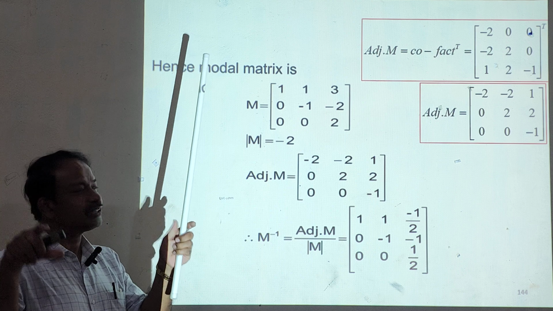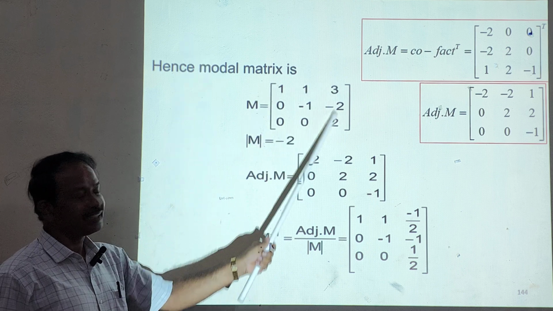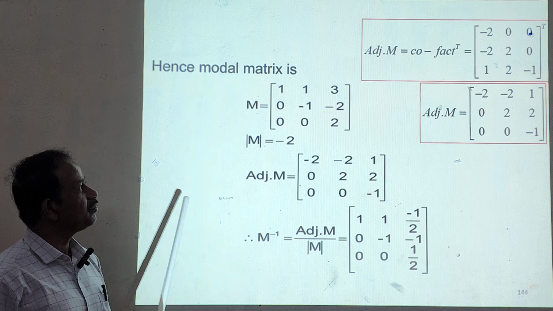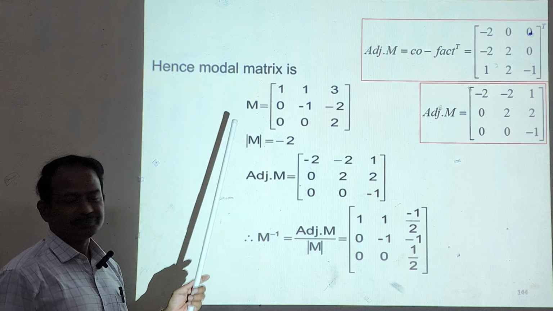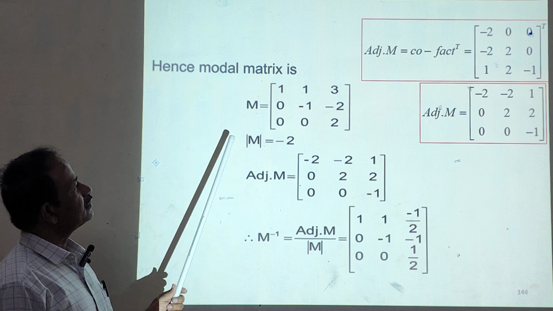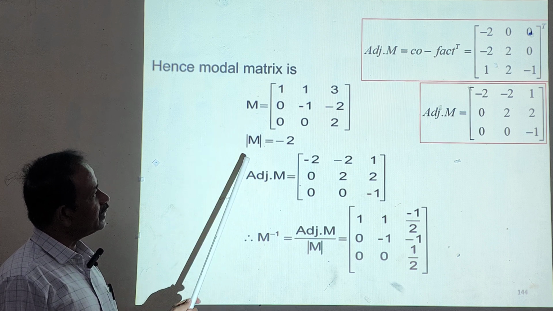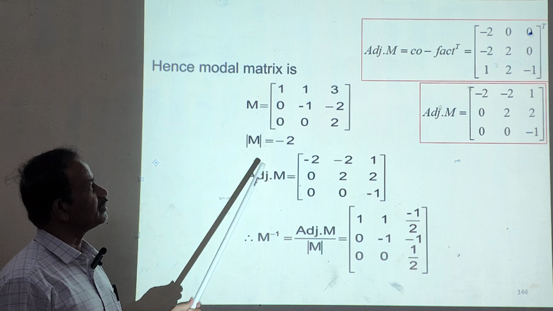You have to go with eigenvectors. This is the first eigenvector, this is the second eigenvector, and this is the third eigenvector, which is nothing but your model matrix. Is it okay? Model matrix. Now let us take the determinant of this model matrix.